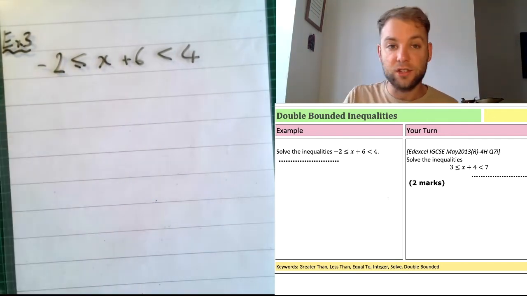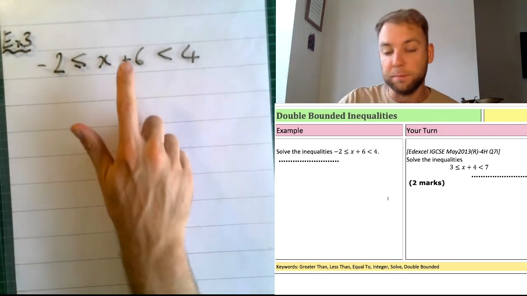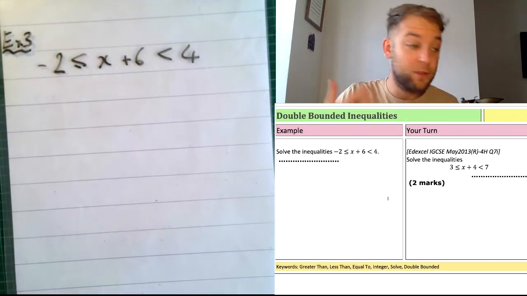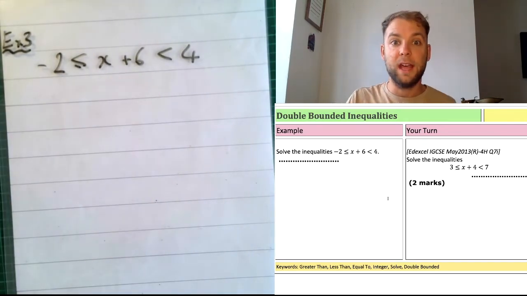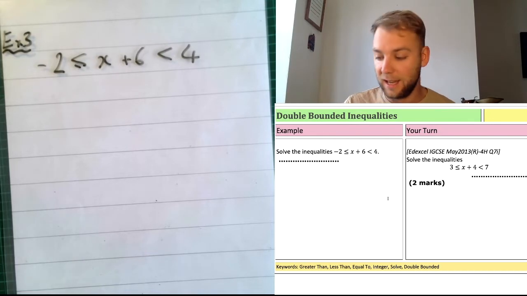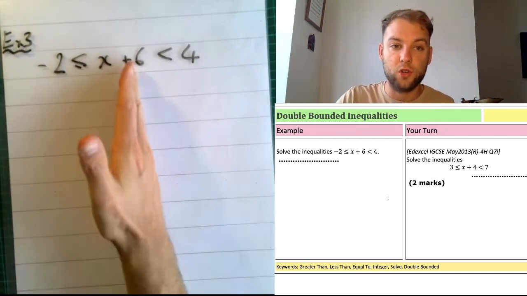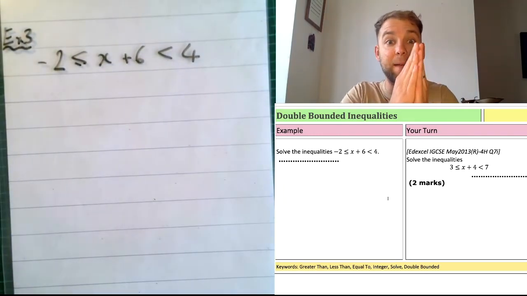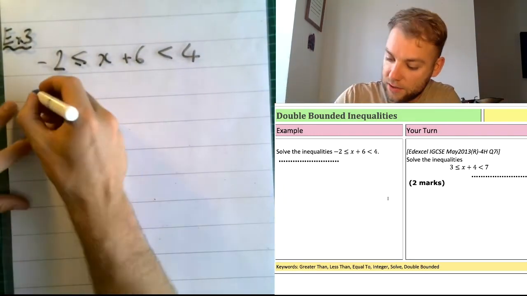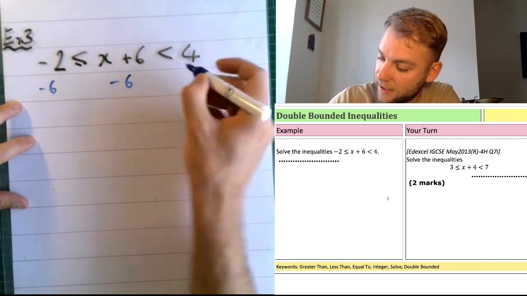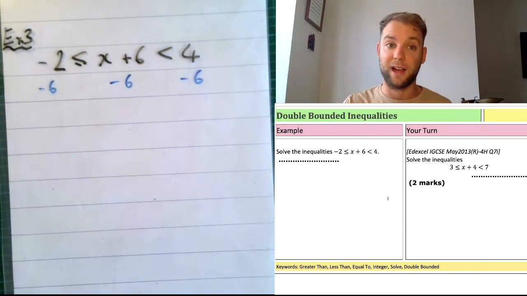So to get x on its own in the middle, I need to get rid of this plus 6. So how do I get rid of a plus 6? Well, we know that we get rid of a plus 6 by subtracting 6. However, we need to subtract it from 1, 2, 3 sections. We need to do the same to all of these parts. So it's subtract 6, subtract 6, subtract 6, just like that, okay?